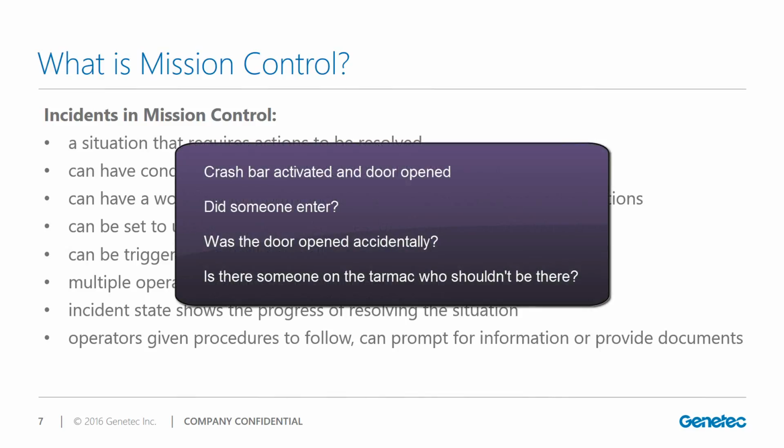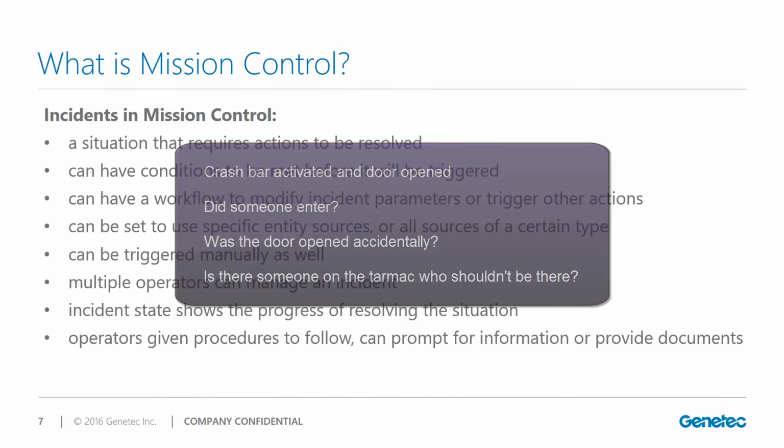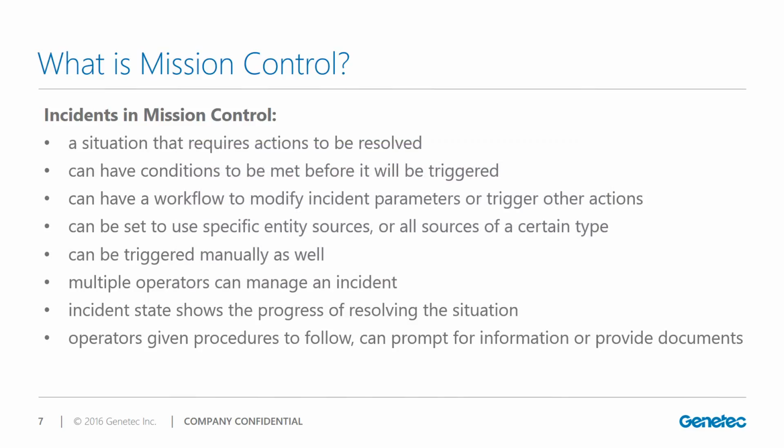We could get an event that the crash bar was pushed and the door was opened. Did someone go through? Was it a false alarm due to someone leaning on it accidentally? Is there someone out on the tarmac now who shouldn't be there? These are all questions that can be put in procedures for the operator who is handling the incident to verify and provide more information if needed. If there's any kind of case management being done, this helps provide response information, since everything that is done in the incident is recorded and timestamped.